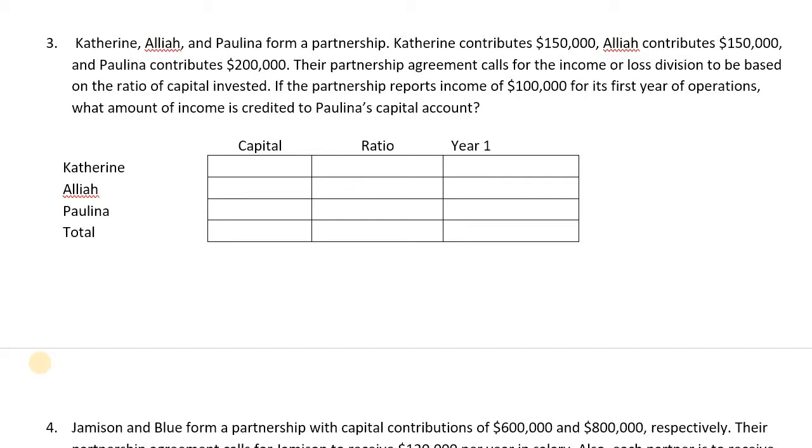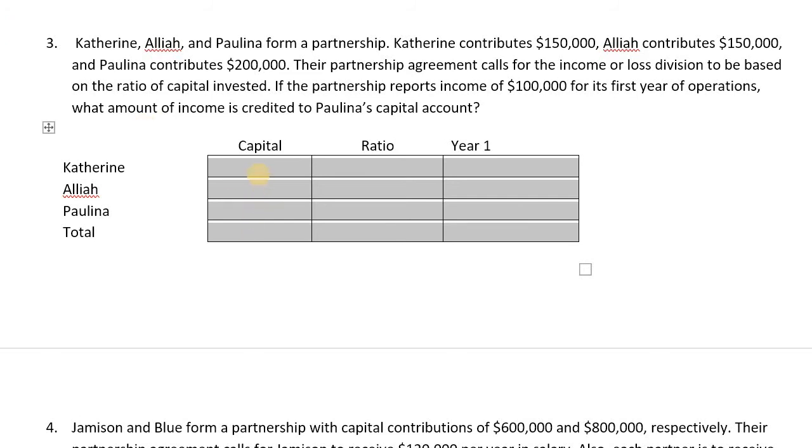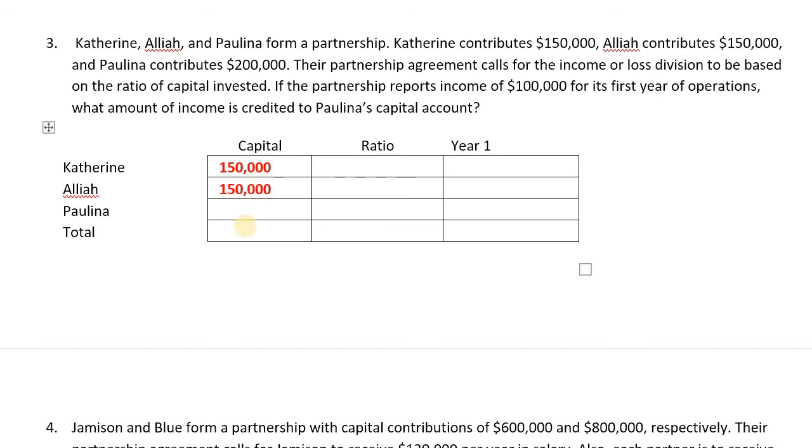Well, the first thing we have to do is figure out what percentage each of them has of the partnership. So let's see what we can do here. First, let's figure out what those percentages are. Catherine had $150,000 in her capital account. Aaliyah had $150,000 in her capital account, and Paulina had $200,000 in hers, for a total of $500,000 in capital in the partnership.